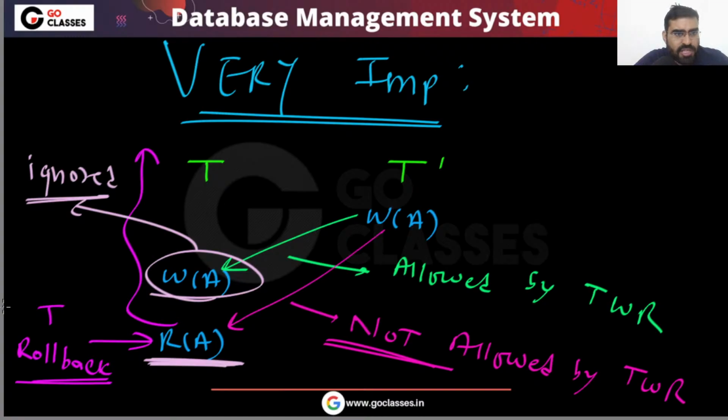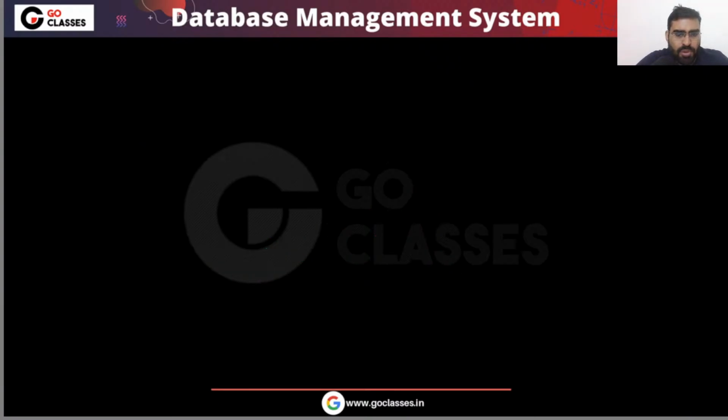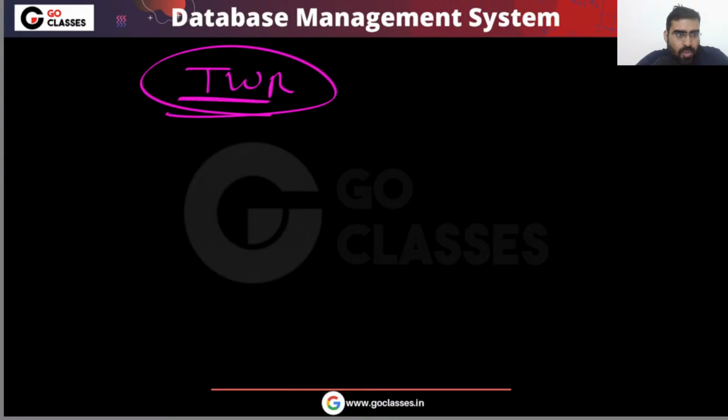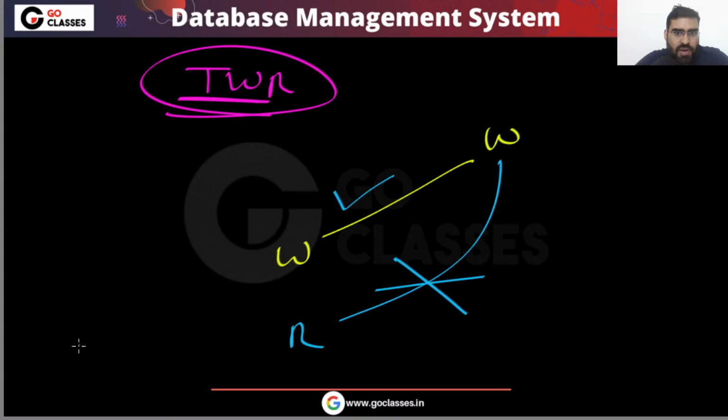So this is an important point that I want to tell you. Many students will make a mistake here. They are so focused on this write. Whenever a student sees the Thomas Write rule, immediately they think about the write. They do not think about this being not allowed. This is fine, but this is not allowed. In the Thomas Write rule, this is allowed. This will be ignored. But this is not fine. Is this clear to everyone?